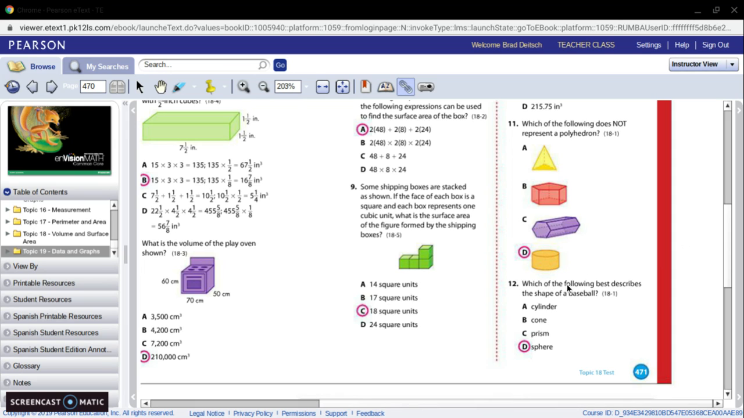Okay, number 12, which of the following best describes the shape of a baseball? So a baseball is a sphere, right? It's a ball.